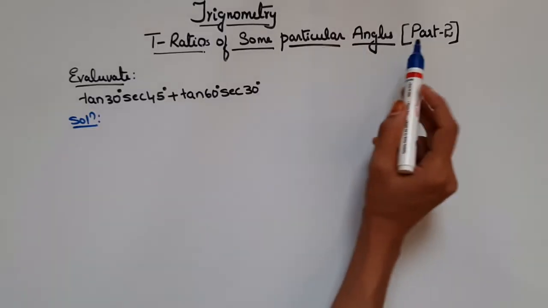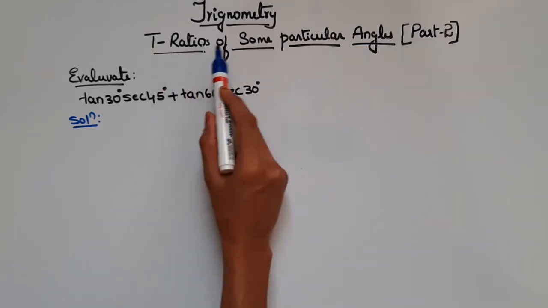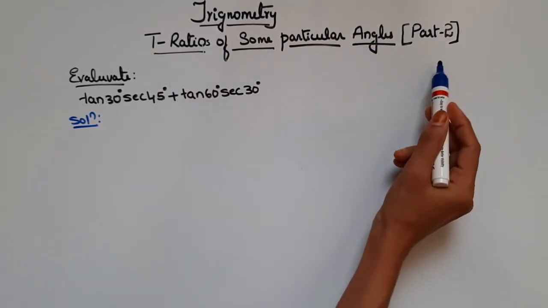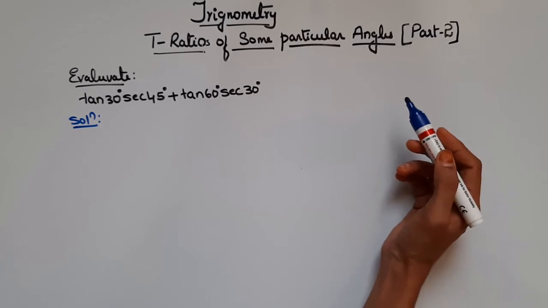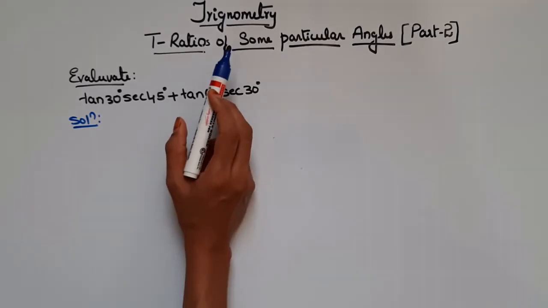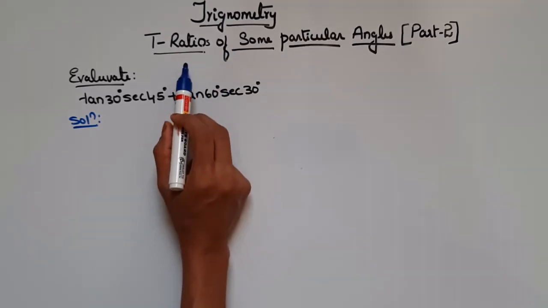In this video, we will see part 2 of T ratios of some particular angles. For part 1, there is a link in the description box below. You can check that out. Now let's see some of the problems that come under this topic.